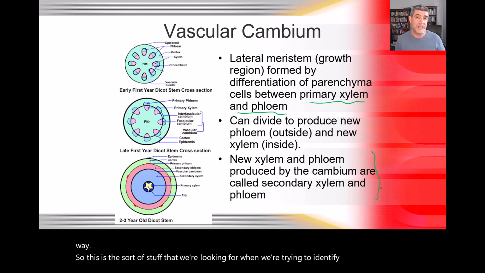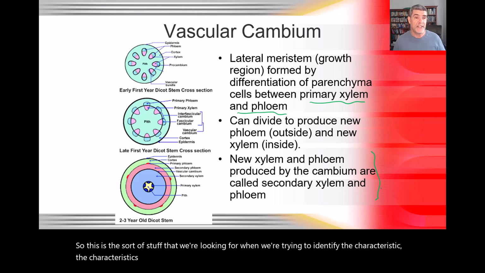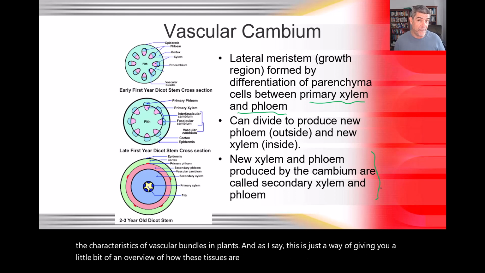So this is the sort of stuff that we're looking for when we're trying to identify the characteristics of vascular bundles in plants. And as I say, this is just a way of giving you a little bit of an overview of how these tissues are formed and how they might change over time.